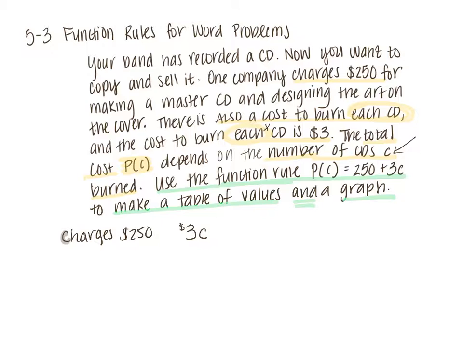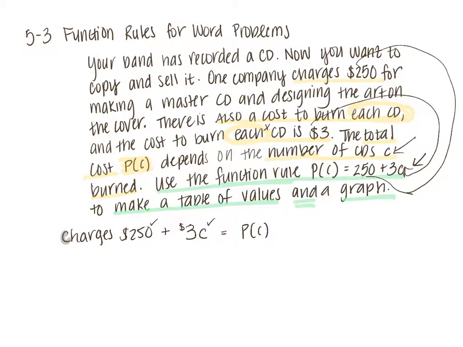Total cost depends on the numbers of CDs burned. So I know I'm already going to have to pay $250, and I'm going to have to pay something depending on how many CDs I have. So this is going to be an addition problem. And I'm going to set this equal to P of C. Now, lucky for you, they gave you the equation. Do you see where they got the $250 from? This was the original charge, and the 3C is the cost to burn each CD.